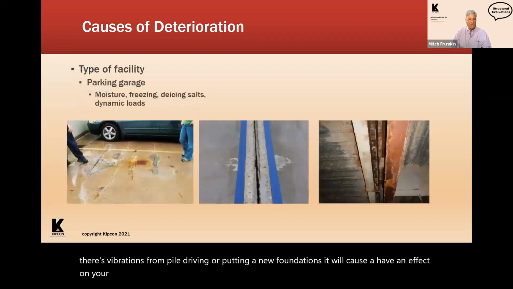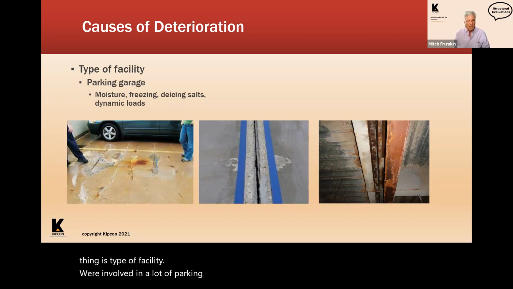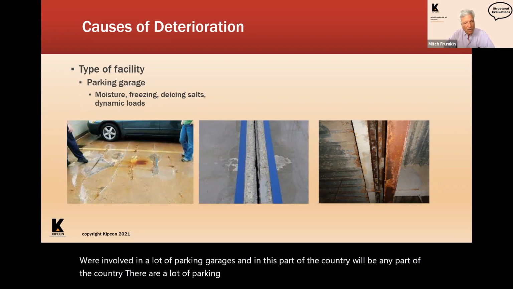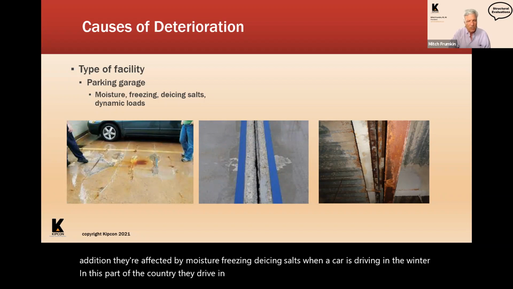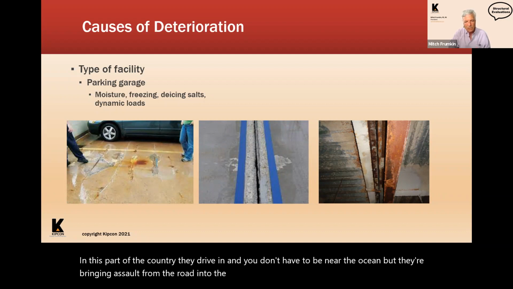Now, I want to show you this as an example because the other thing is type of facility. We're involved in a lot of parking garages, and in this part of the country, well, any part of the country, there are a lot of parking garages. They are affected by the environment. In addition, they're affected by moisture, freezing, de-icing salts. When a car is driving in the winter in this part of the country, they drive in, and you don't have to be near the ocean, but they're bringing the salts from the road into the parking garage, which causes deterioration. And I'll talk about that in a few minutes.